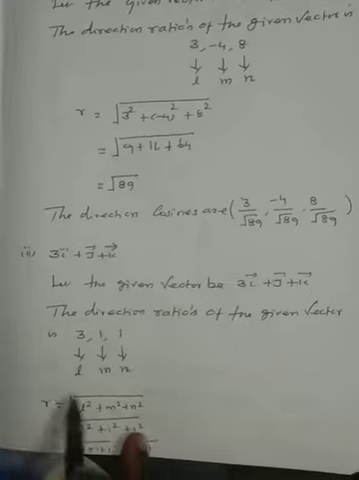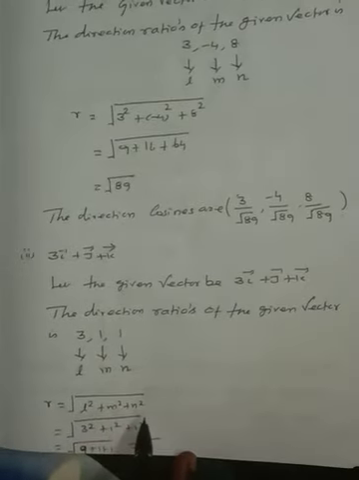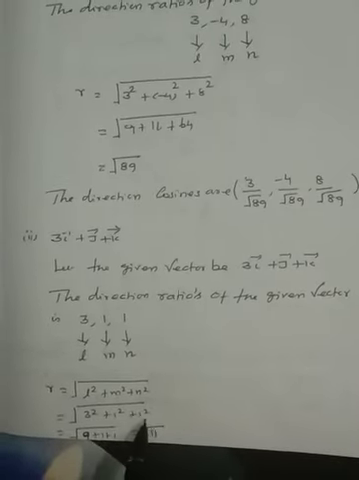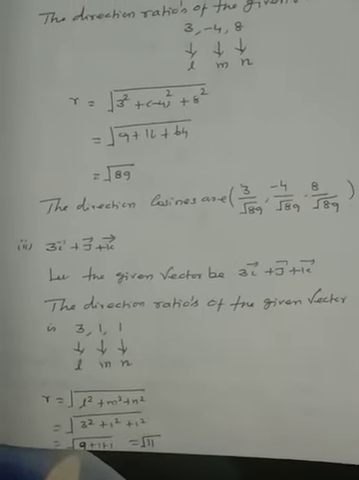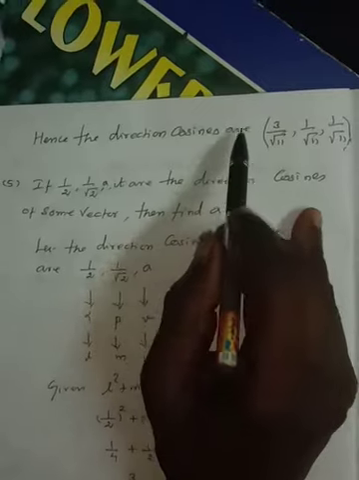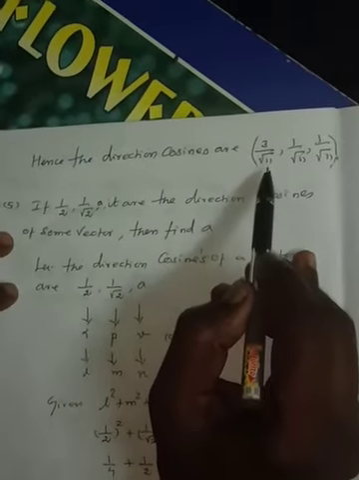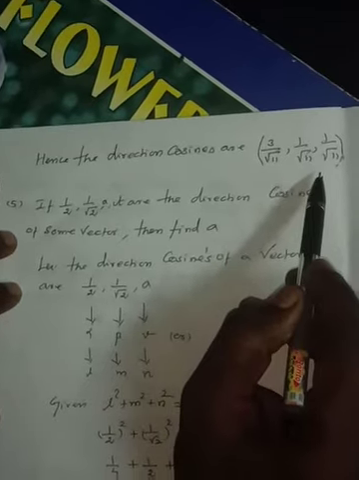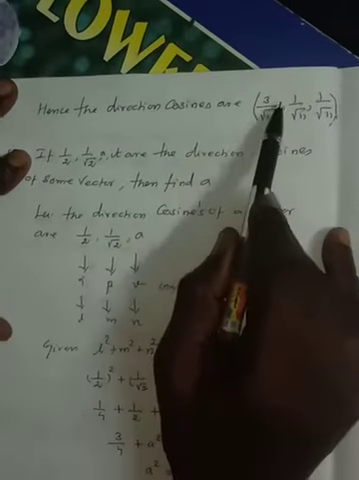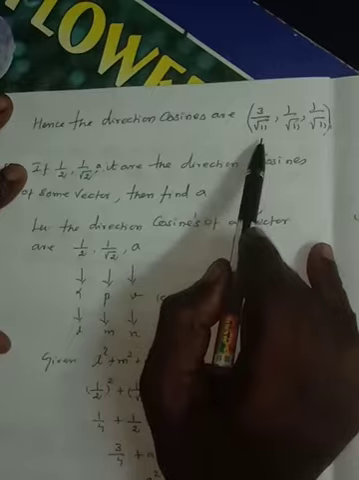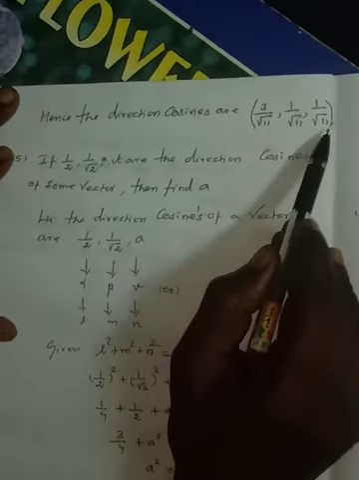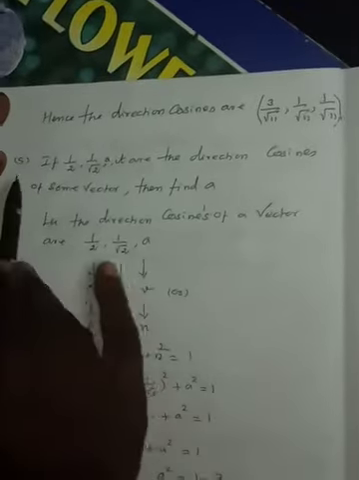R is the square root of L square plus M square plus N square. L square is 3 square, M square is 1 square, N square is 1 square. Taking the square root we have root 11. Direction cosines are L by R, M by R, N by R, which are 3 divided by root 11, 1 divided by root 11, 1 divided by root 11.